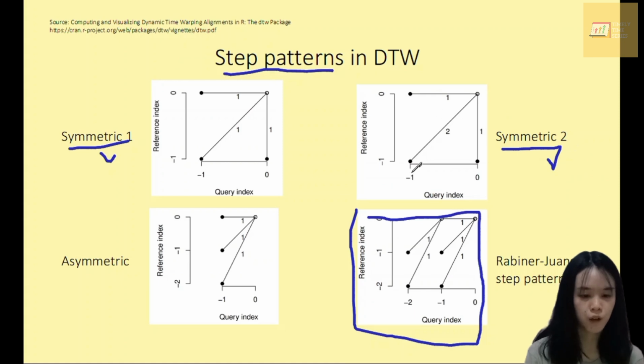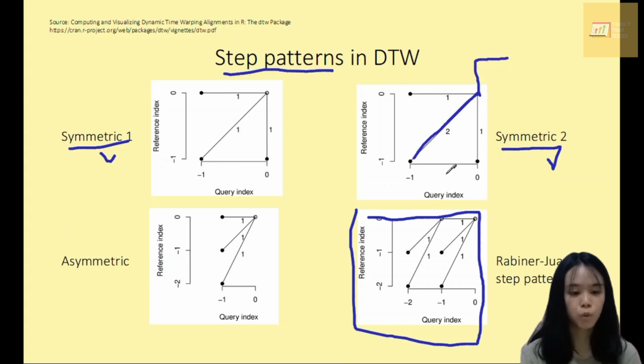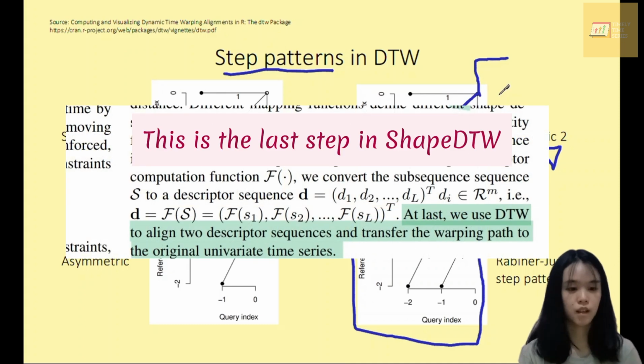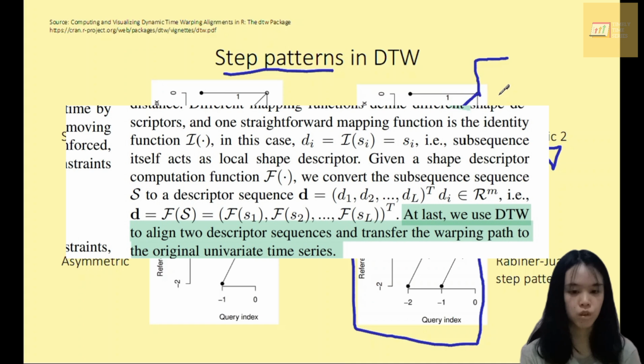So after we find the path, let's say that we go diagonally and then vertically and then horizontally, we will compute the weights, we will sum up the weights. And that's going to be the distance that represents the distance between two shape descriptors and eventually between two input sequences.